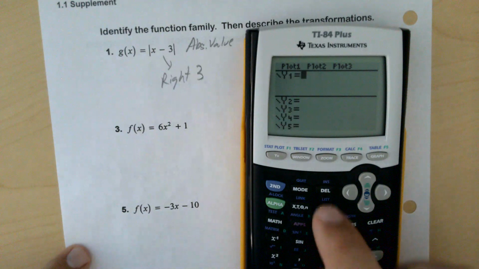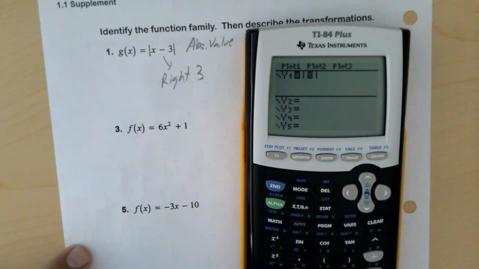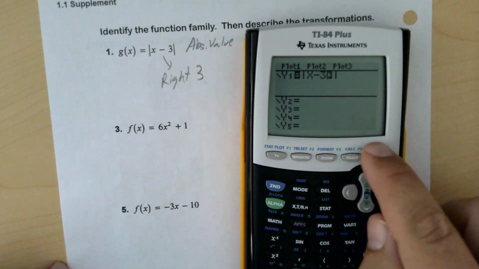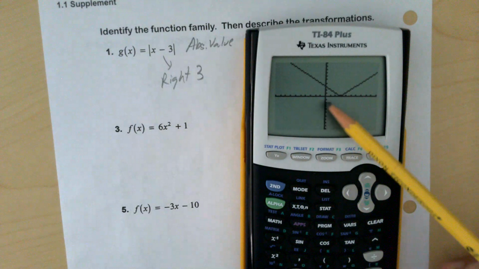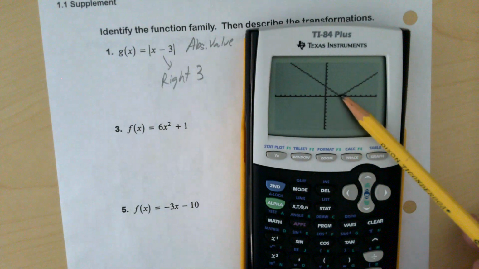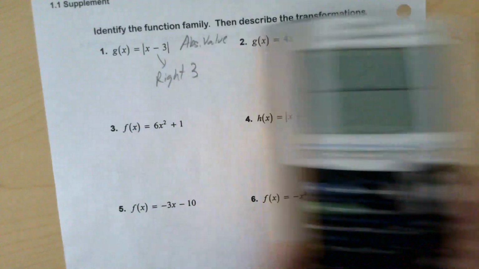So remember, absolute value is math key, push over, option 1. So there's my absolute value bars. I put in x minus 3 inside, and I'm going to see that this V is shifted to the right 3. There it is. So instead of being at the origin, it's now over 3 units to the right because of that x minus 3.